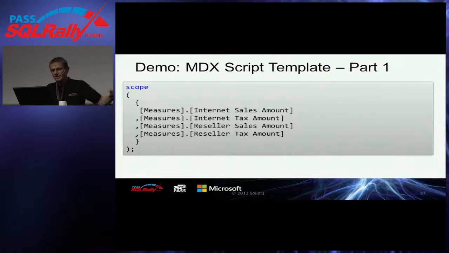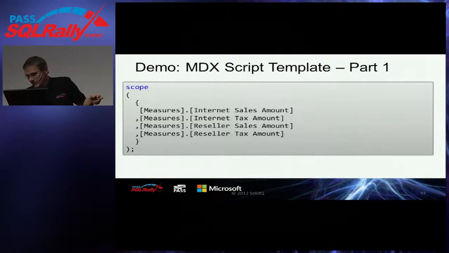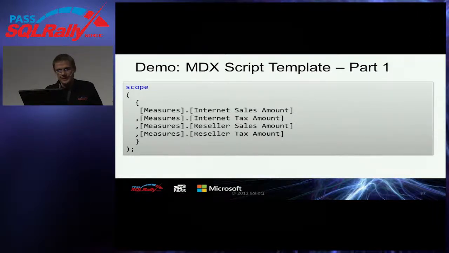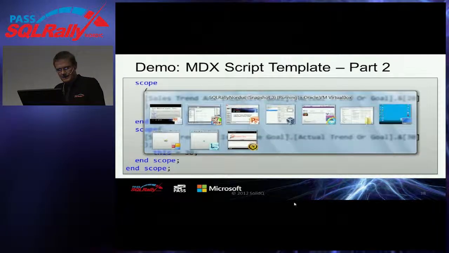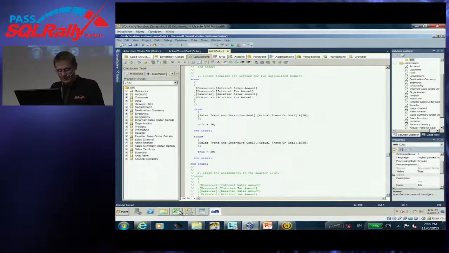We start with the outer scope, whatever measures we want to apply it to. Oh, and by the way, if you do run the BI wizard, the intelligence wizard to add time intelligence to your cube, you will get code that looks very much like this. Okay, so then we make the simple assignments, and we should be ready to go over here.